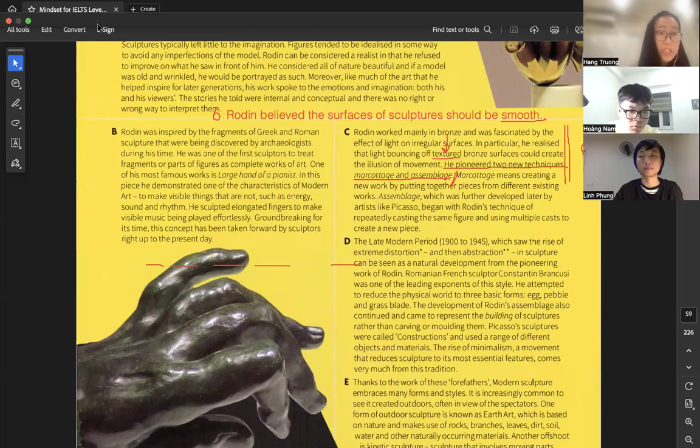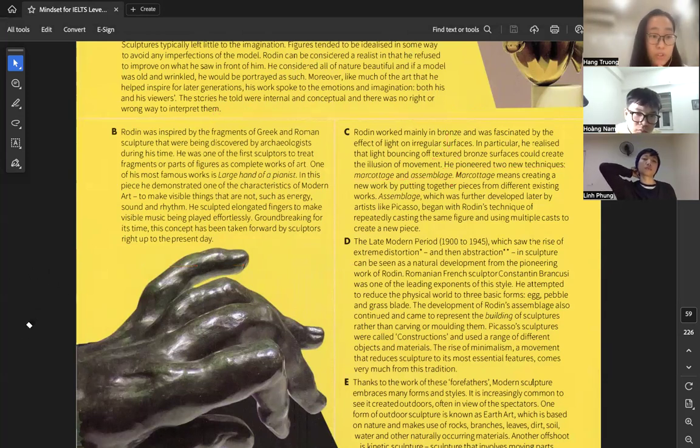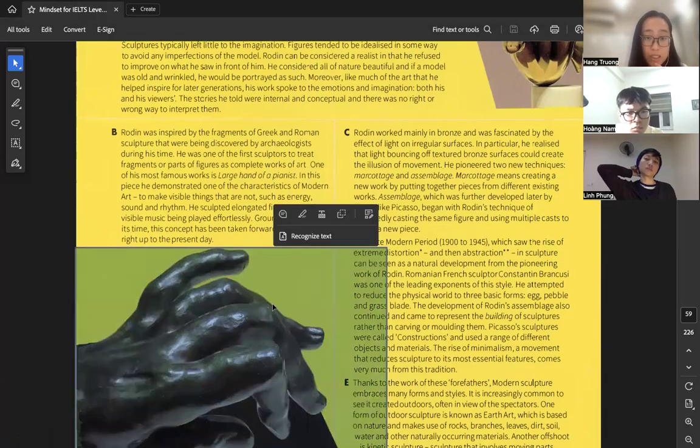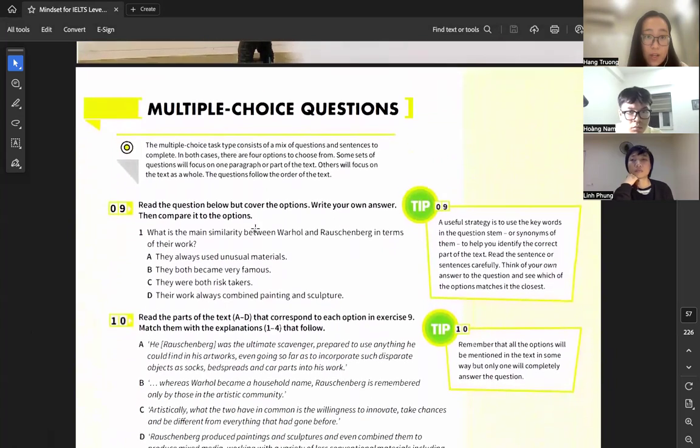So now we will continue with the task type that we were not able to cover this time last week, which is multiple choice question. And we will stay in this book, and we will just simply move up a little bit. Okay, so multiple choice questions. So last time we only covered true, false, not given. Now, Khoa, can you help me read out loud this introduction of this task type?